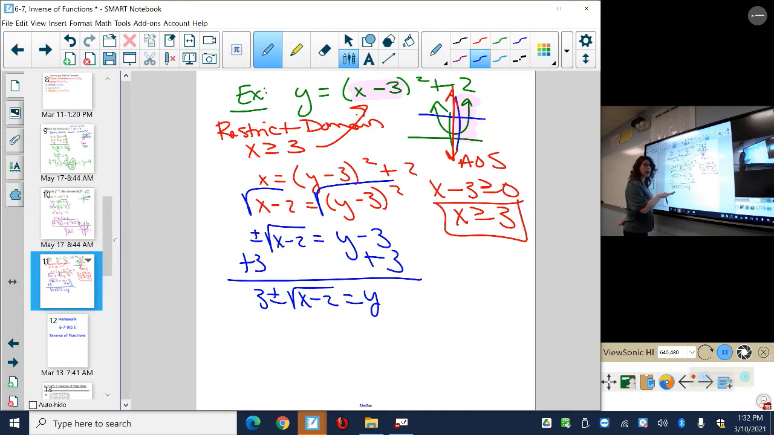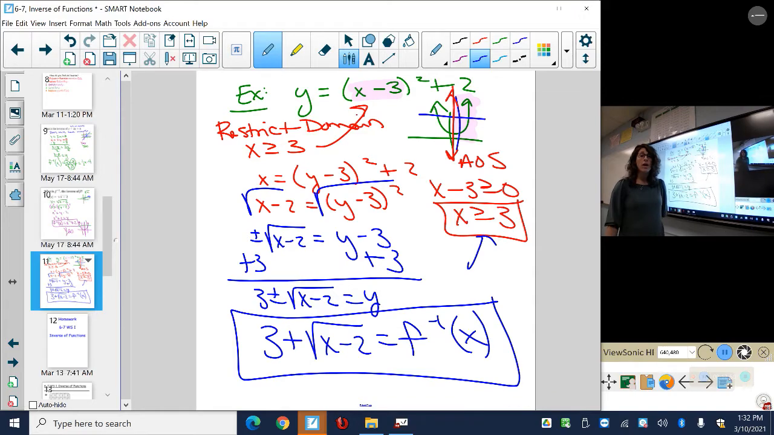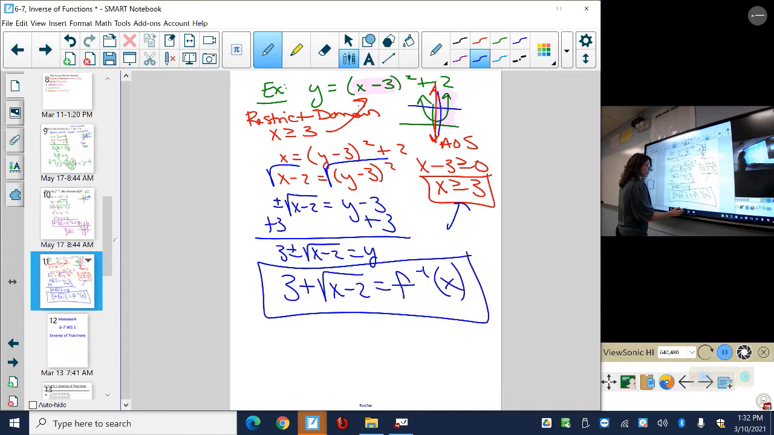Now, the plus or minus is going to be tossed out because I only want it for whenever x is greater than or equal to 3. So therefore, I'm going to have 3 plus the square root of x minus 2 is equal to f inverse of x. And I'm only using the positive portion because you turn it on the side, and I don't want the bottom part of it, I only want the top part of it, okay? Actually, I lied. I don't want the top part, I want the bottom part, okay? So this is going to be your answer, not the plus or minus.